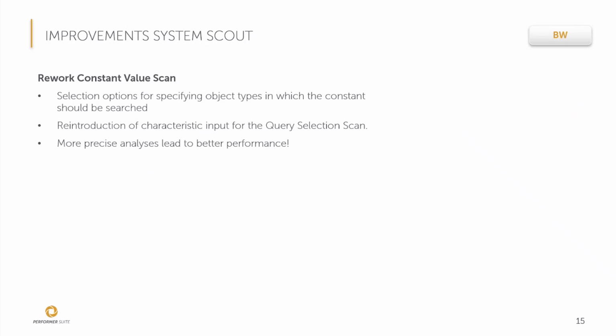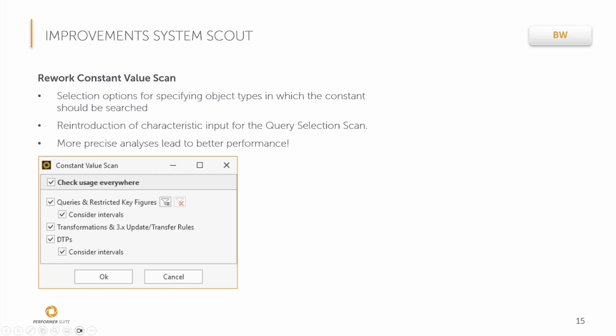Specifically, imagine you want to scan only queries and restricted key figures for the characteristic selection euro. However, all transformations were also being checked to see if this value was used as a constant. We will solve this issue in the new version. So when the feature is activated, or if you start the function, a window pops up where you can precisely define where the usage should be checked.